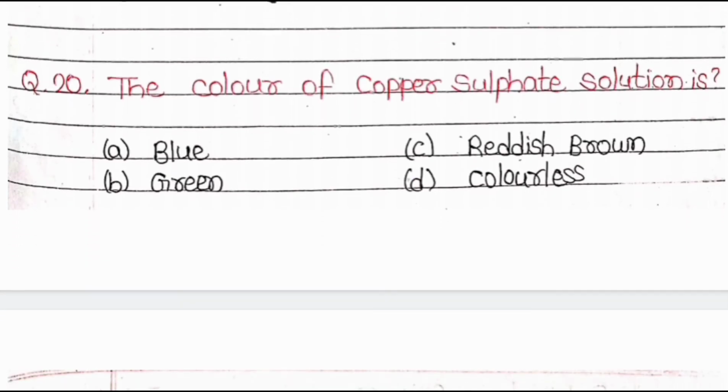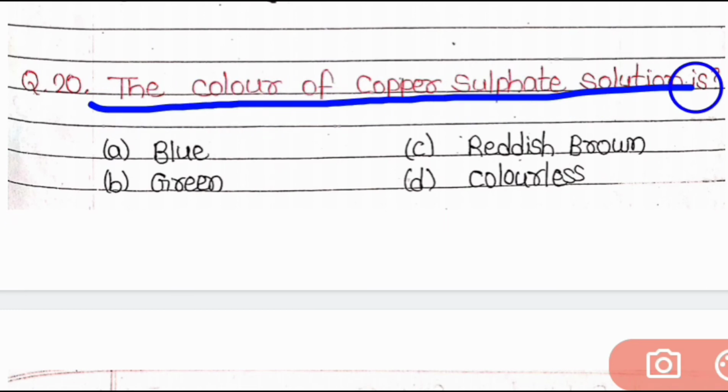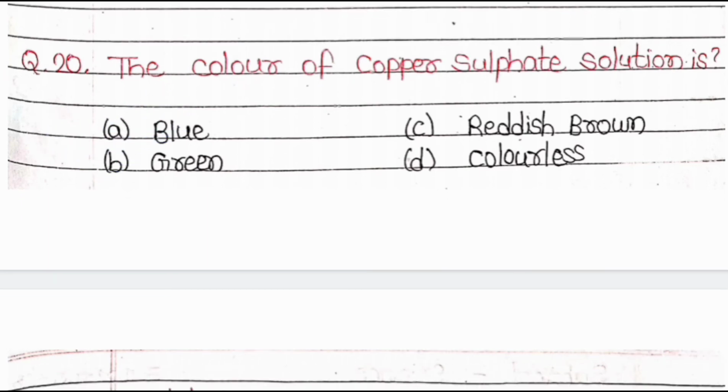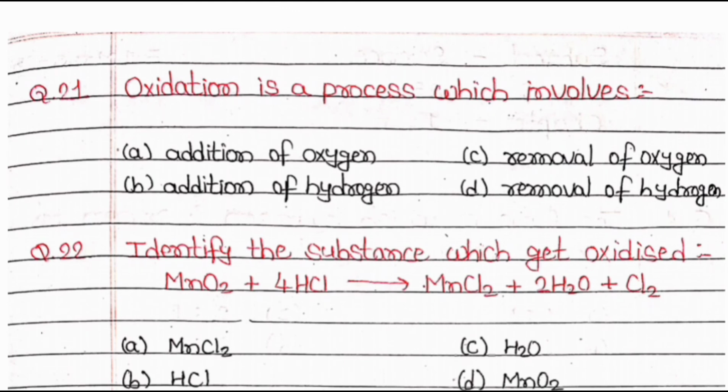Let us come to question number 20. The color of copper sulfate solution is, it is very easy. Option A is correct, blue. Now let us come to question number 21. Oxidation is a process which involves addition of oxygen, addition of hydrogen, removal of oxygen, removal of hydrogen. And here option A is correct, addition of oxygen.